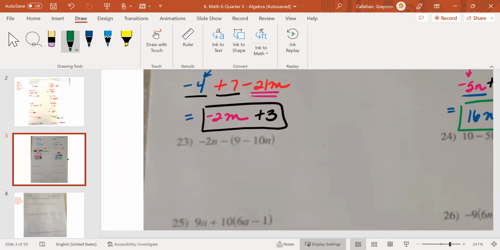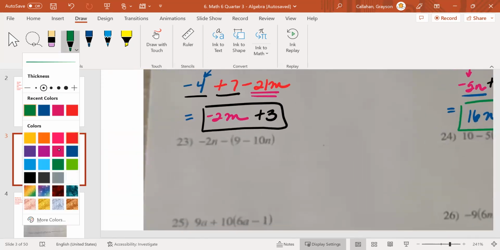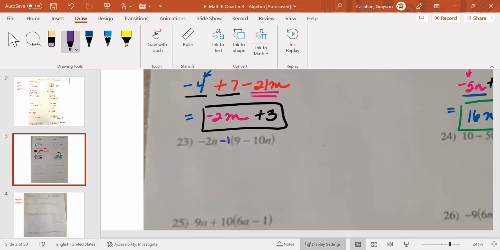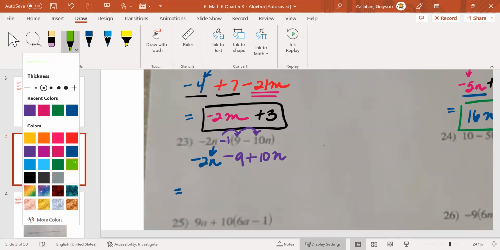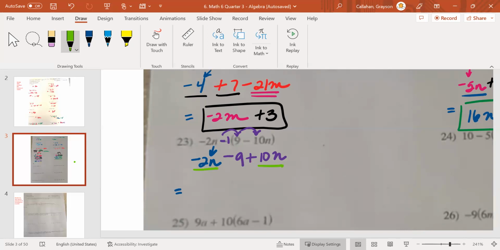All right, number 23. So for number 23, we're going to do the same thing, except do you see how there's a negative, but there's a number in front of it? It's actually a negative 1. Do you see that? So when you distribute that negative 1, it's going to give you a negative 9, but a positive 10n. Don't forget the negative 2n right there. So then we're going to combine the like terms. Negative 2n plus 10n is going to give me an 8n. Negative 9 is just by itself.